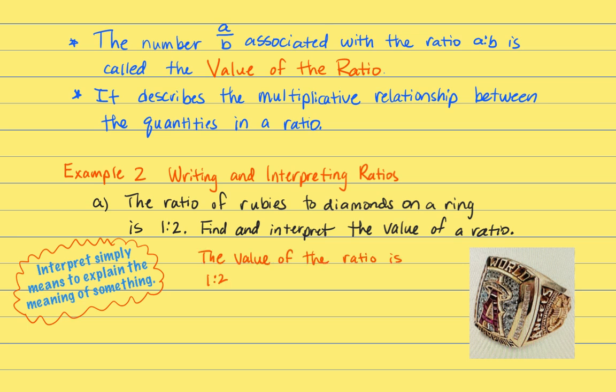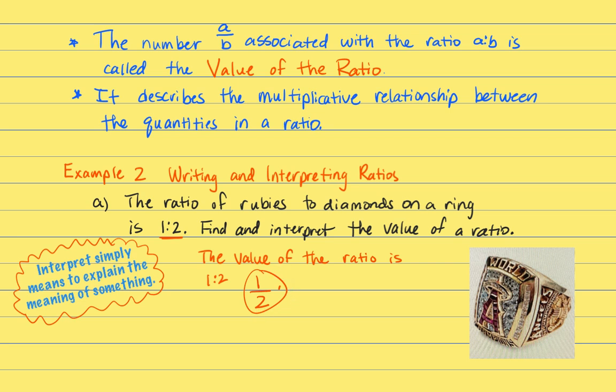The ratio is 1 to 2. It's said right here for us. We don't have to do any work on that. When we go back up here and look at the value of the ratio, because it's 1 to 2, that simply means it's 1 over 2. It's like a fraction. So the multiplicative relationship is this 1/2. Remember, our whole point is to find and interpret the value of the ratio. Here's the value. It's 1/2.